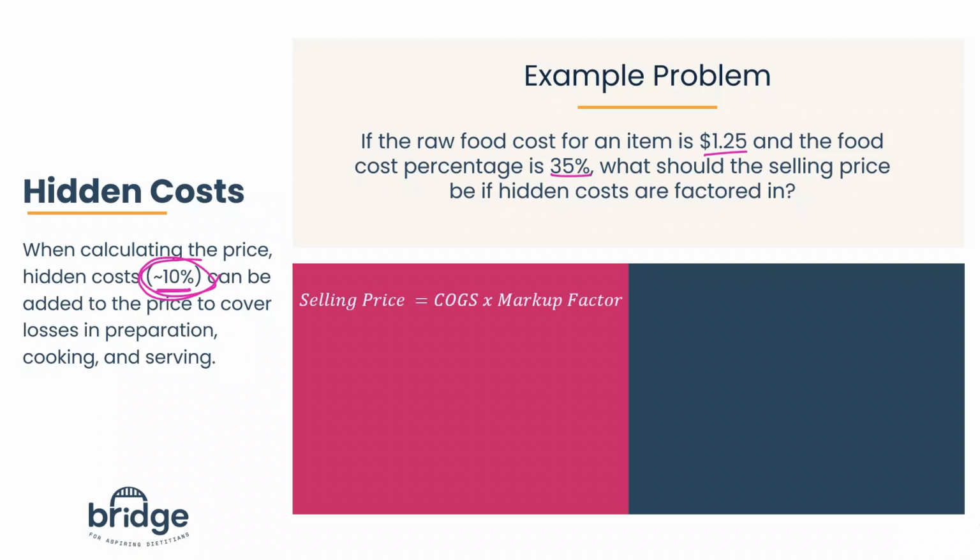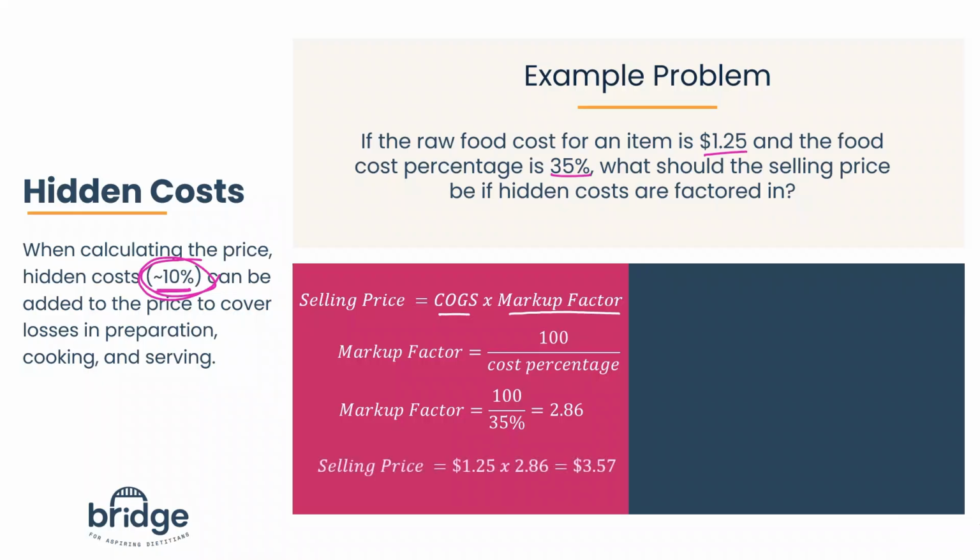So do you remember how to solve for selling price? Selling price is equal to the cost of goods sold multiplied by the markup factor. And the markup factor is equal to 100 over the cost percentage. We know the cost percentage is 35% here. So we have a markup value of 2.86. That 2.86 is our markup factor. And so since the problem gives us the cost as $1.25, we can figure out that the selling price should be $3.57. But this does not account for hidden costs.